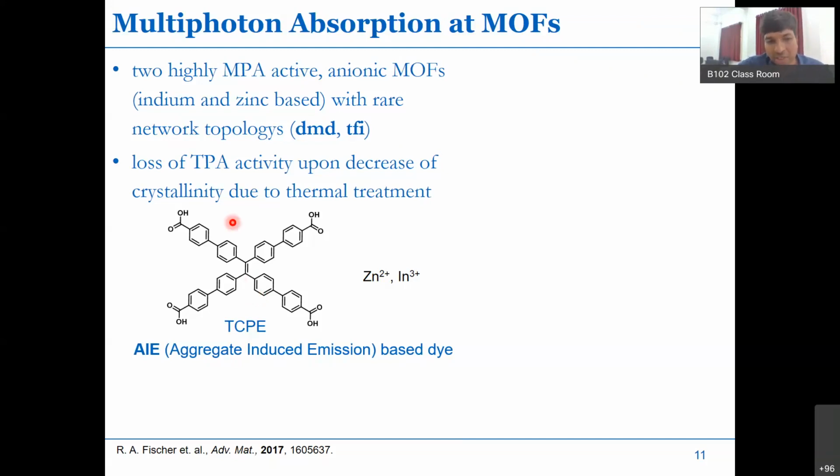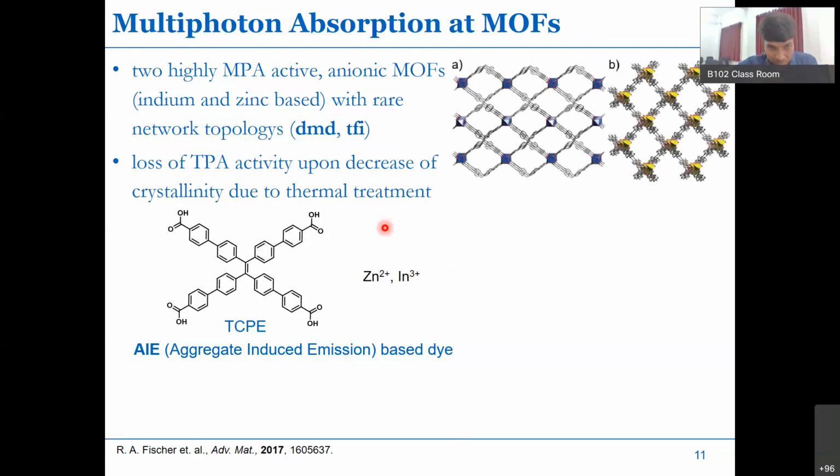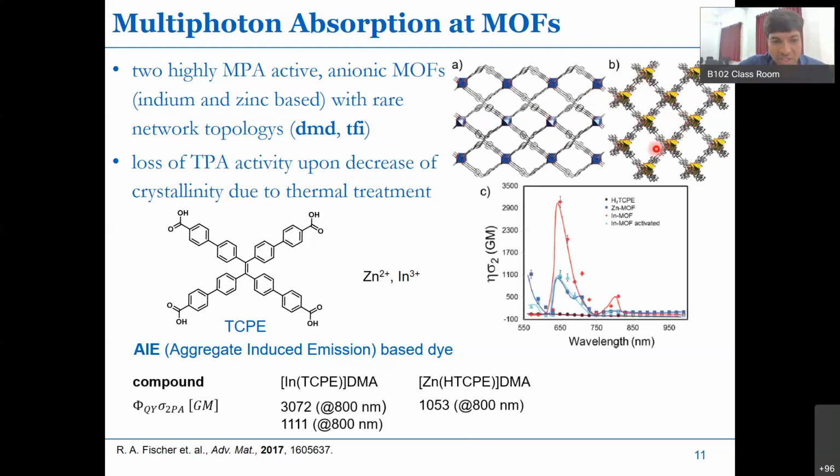So more or less, I started working on these AIE dyes, and then I started combining them with two metals, zinc and indium as the metal nodes, and produced two different structures with different topologies, such as DMD and TFA, which were very new in those days. We obtained the framework like this, where you see a decent amount of porosity. And then we observed the multiphoton cross section of these, which is up to like 3000.